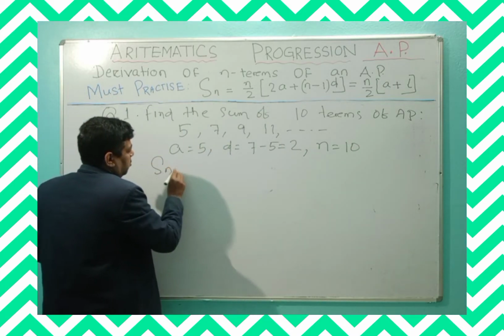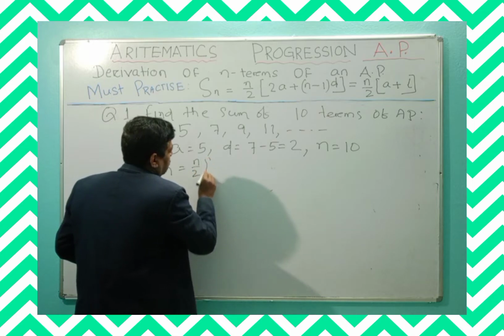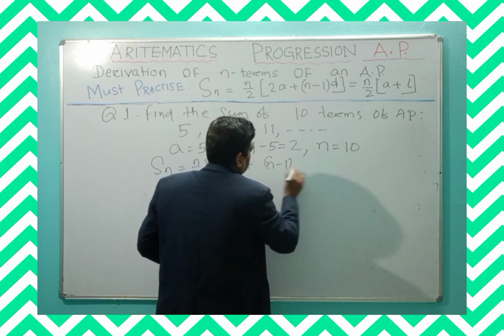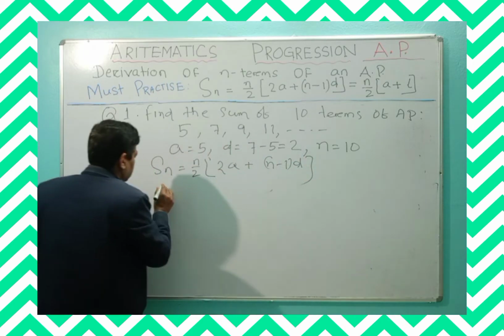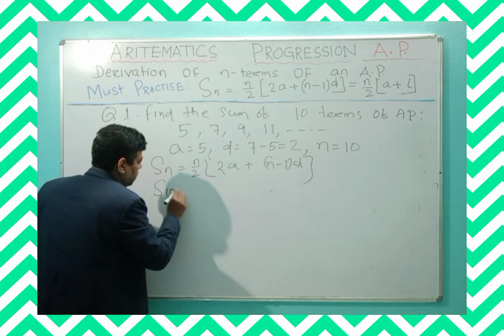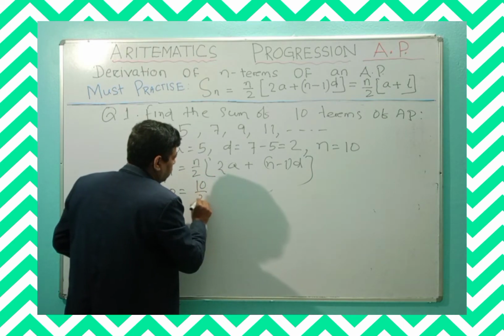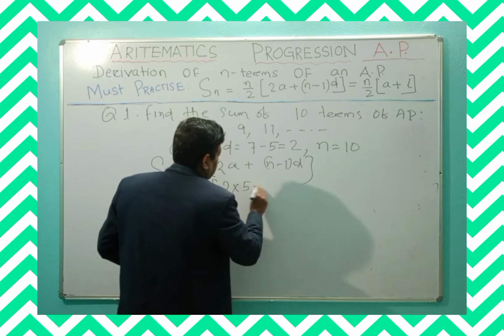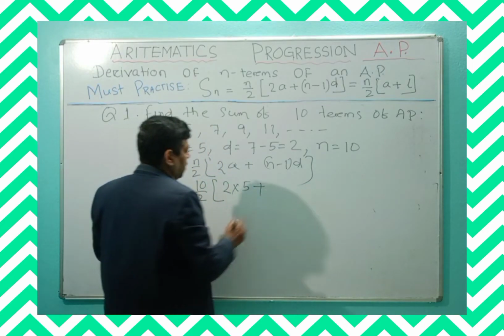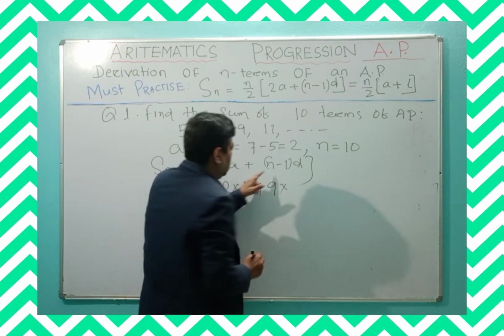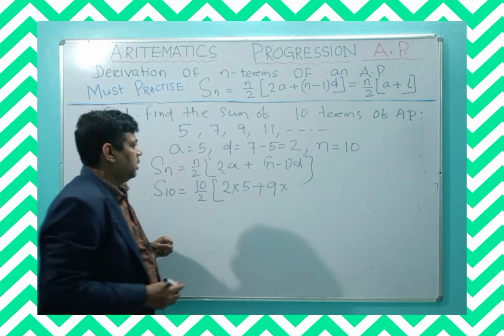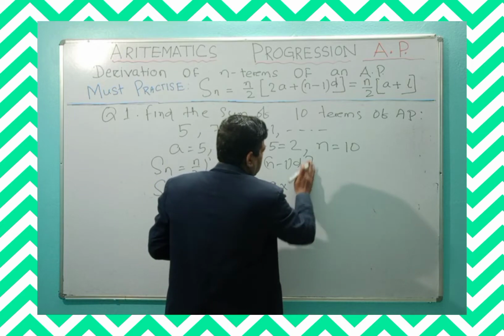Sn is equal to n upon 2 whole into 2a plus n minus 1 into d, right? Here in place of n you can write 10, since we are adding 10 terms. So 10 upon 2, into 2 times the first term, which is 5, plus n minus 1, meaning 10 minus 1, which is 9, and here d is 2.